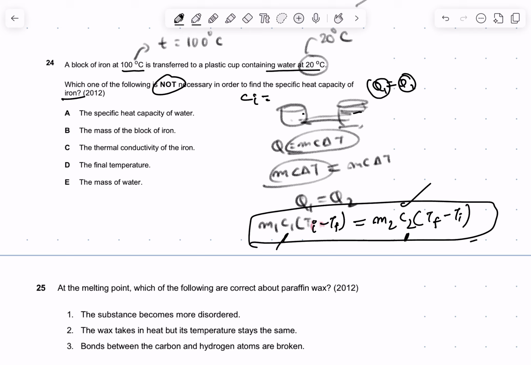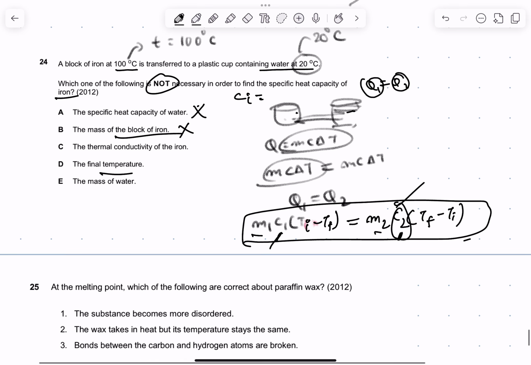No, sir, not necessary. Definitely no, because I must have the specific heat capacity of water. If I don't have it, it is impossible for me to calculate C1. Okay, so it is important. Mass of the block of iron. Mass is not important? It is. So this is also not true.